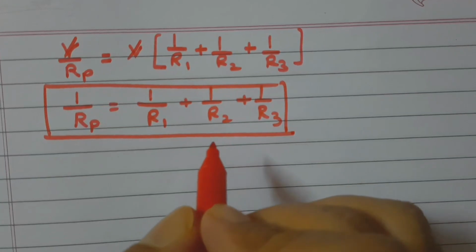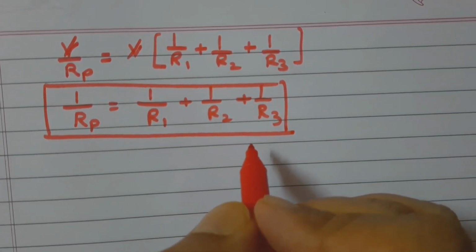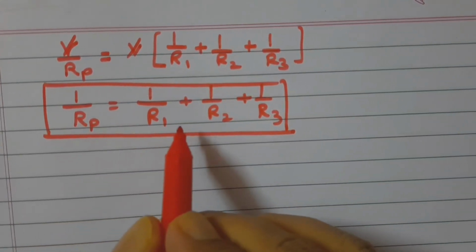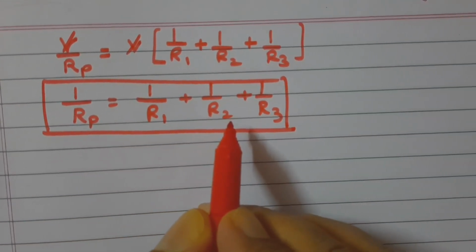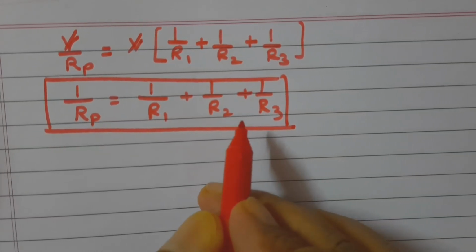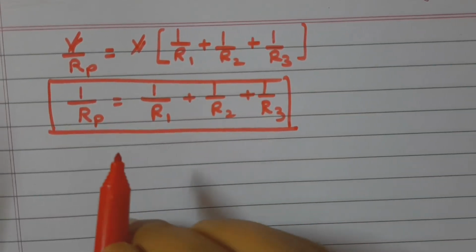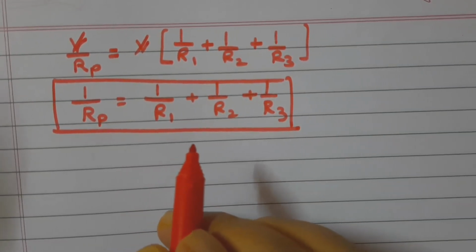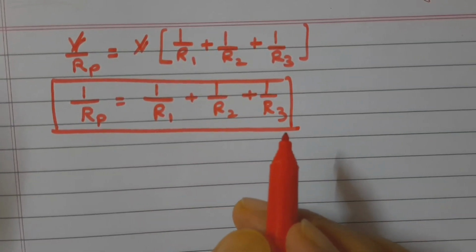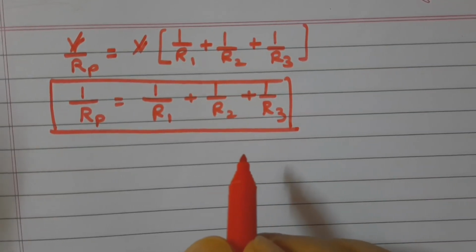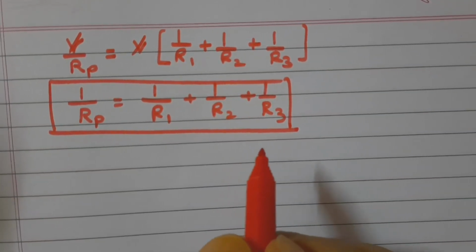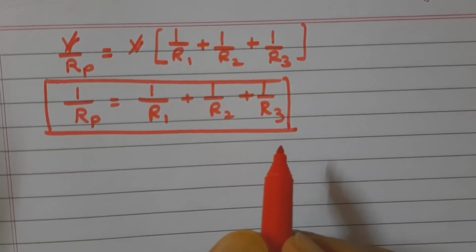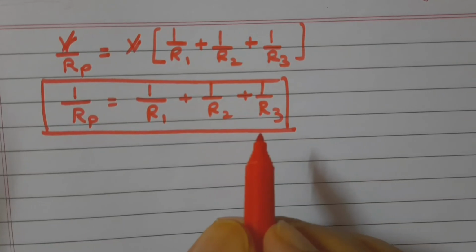Hence, when a number of resistors are connected in parallel, the reciprocal of the equivalent resistance is equal to the sum of reciprocals of the individual resistances. Total resistance of a circuit is always less than the smallest resistance in the circuit. In homes, electrical devices are connected in parallel, not in series. Any electrical device can be turned on or off without affecting the functioning of other devices.